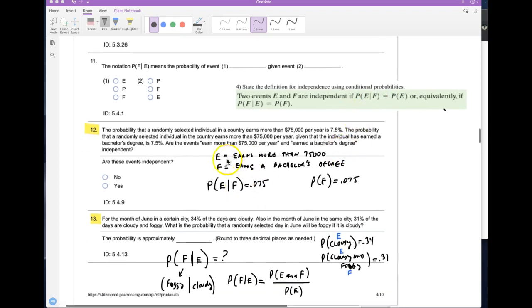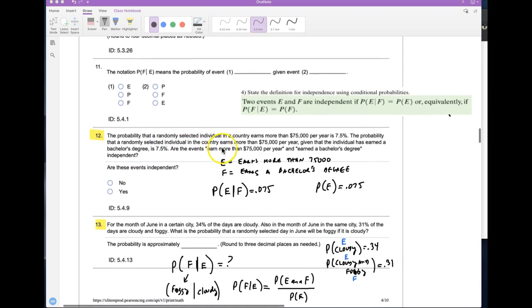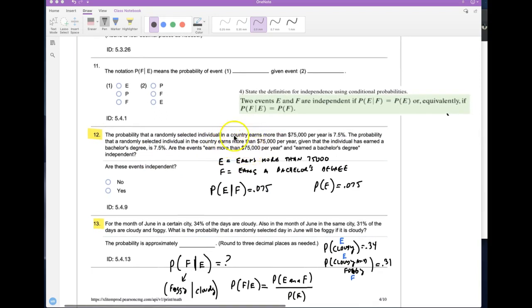And so in this case here, on this kind of basic example here, basic meaning it's just kind of simple, not that it's easy, we have this situation where you have an event that someone earns more than $75,000, another event that earns a bachelor's degree, and are those two events independent or not? And so we can take a look at our definition. Here's E and here's F.